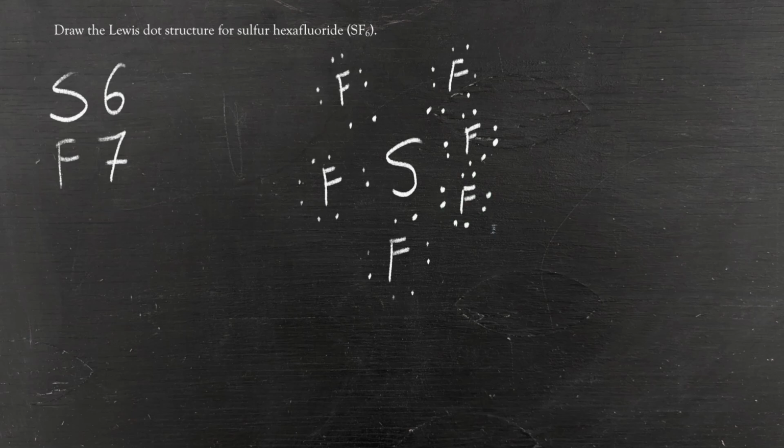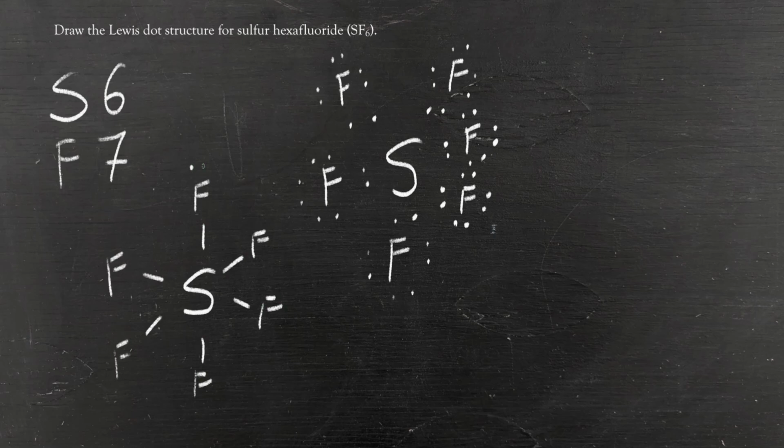So what we end up with is sulfur with a single bond to 6 different fluorine atoms. And each fluorine will have 3 lone pairs around it. So each fluorine atom has satisfied its octet rule of reaching 8 electrons, but the sulfur atom has gone to an expanded octet. It now has 10 electrons around it.